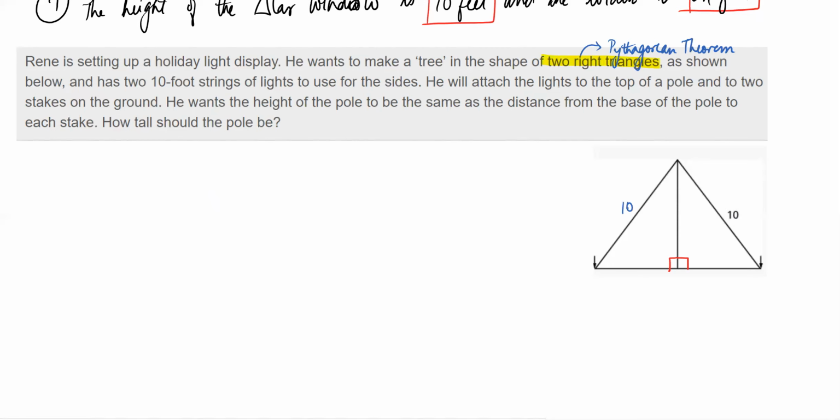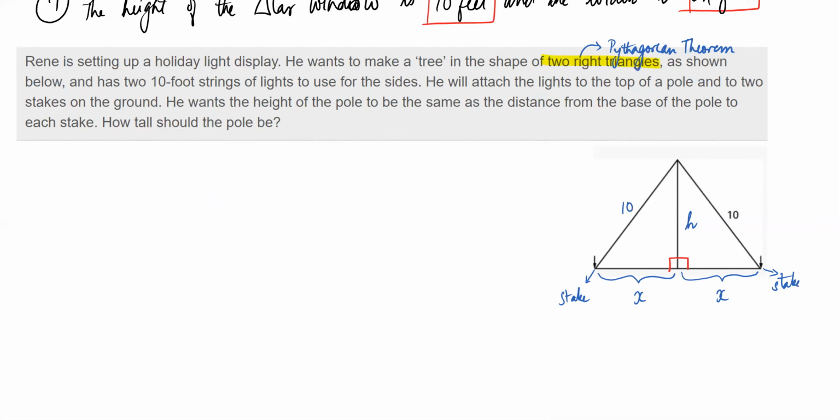He wants the height of the pole to be the same distance from the two stakes. These are the stakes, right? I'll call them stakes. So he wants the distance of the stake from the height of the pole to be the same. We don't know what it is, so I'm going to call it x. But both must be x, right? Both must measure the same distance from the height of the pole. So they're saying, how tall should the pole be?